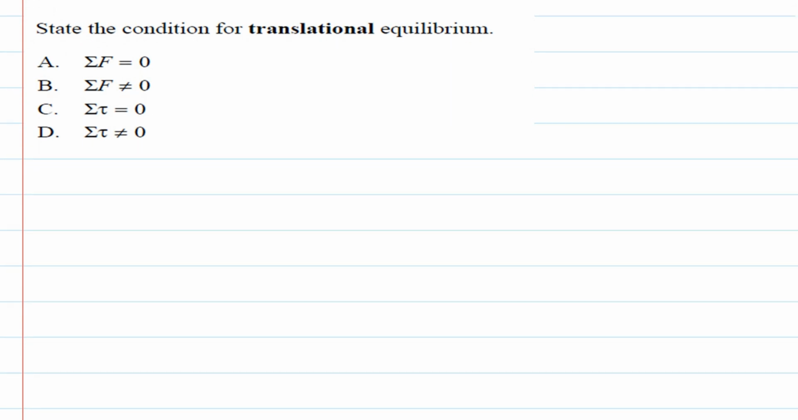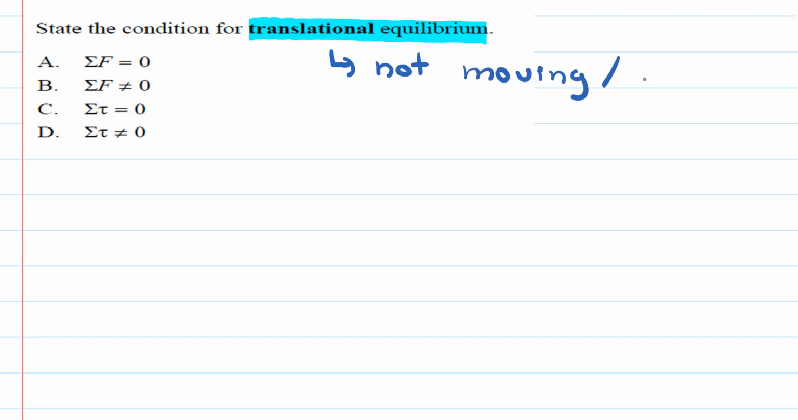This next question is a definition question, and we need to state the condition for translational equilibrium. We just talked about this in the previous question. This literally means that you're not moving, or you're at rest, and that means the sum of the forces acting on that object is equal to 0. So option A is your best bet there.